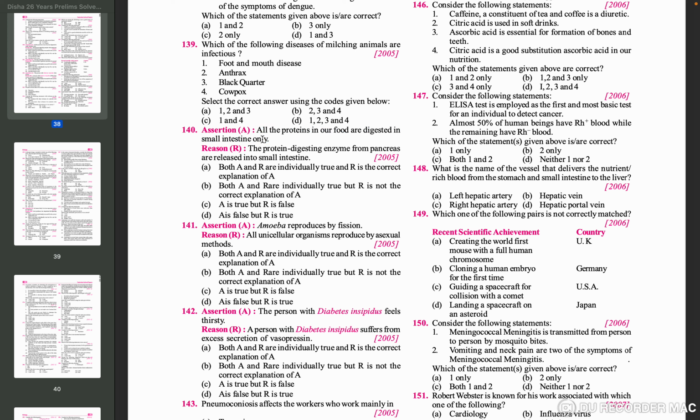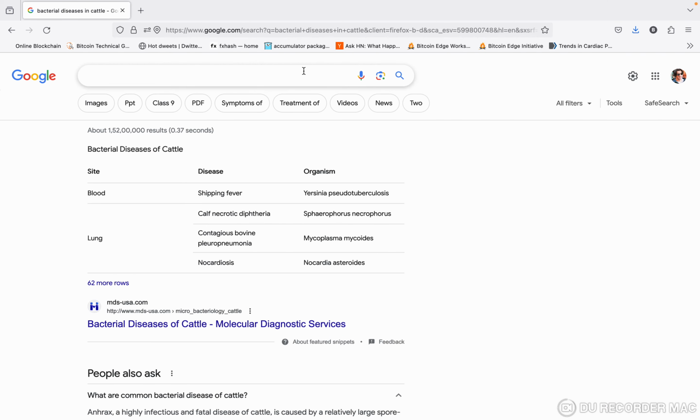So we have to be cautious when this type of extreme statement is given. So, in small intestine only. Okay, I know in the stomach also some protein is digested. So this is wrong. So option D will be correct. I'm sure, it's D. Okay, let me check what the protein enzymes are and where they are secreted.